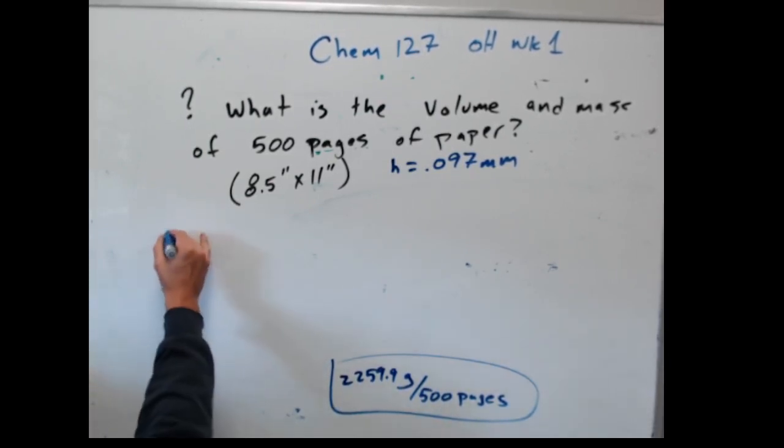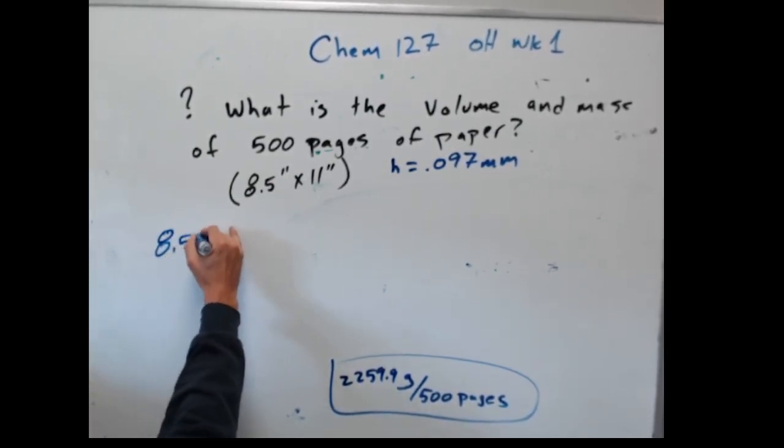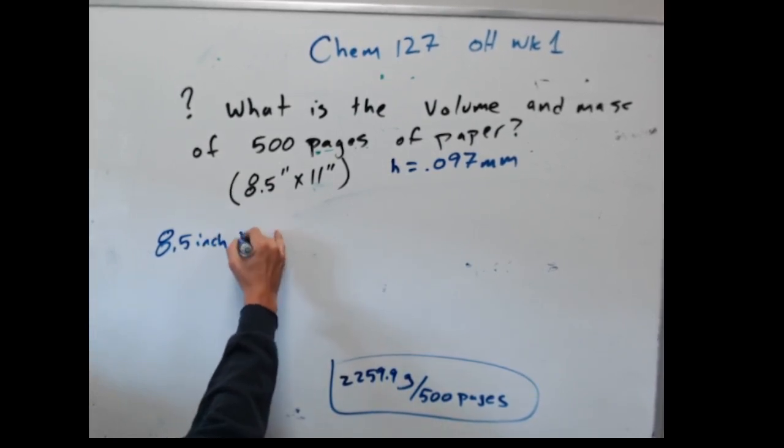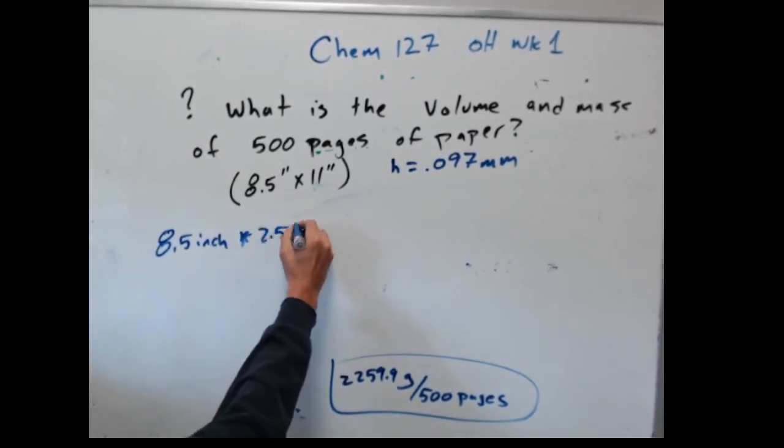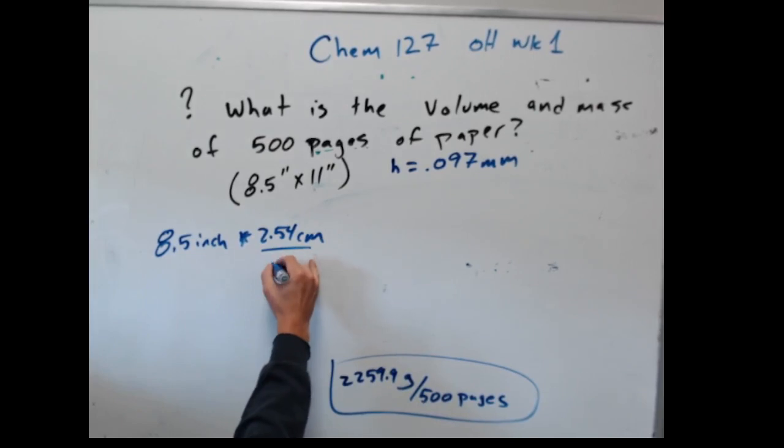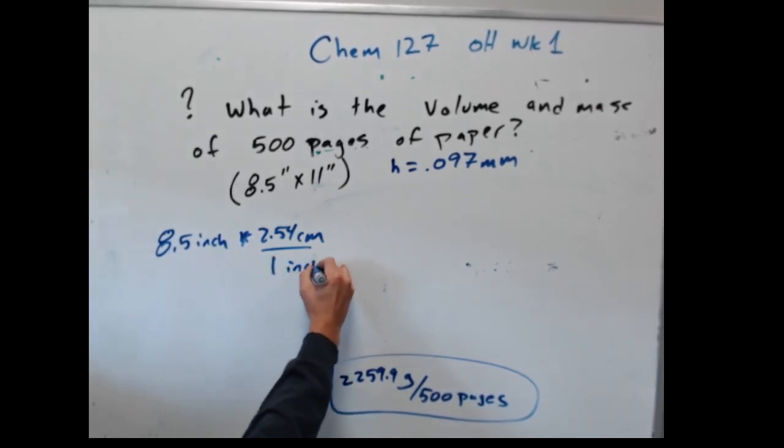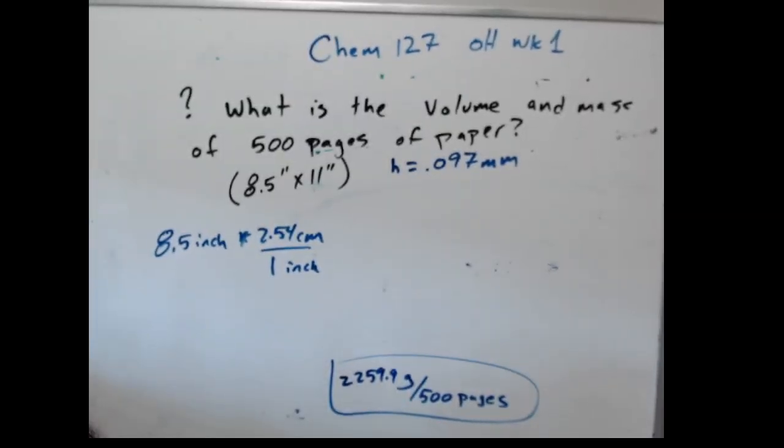So we've got to take our 8.5 inches. There's 2.54 centimeters per 1 inch. I just happen to remember that one. It comes in handy if you talk to people in other countries, knowing how many centimeters are in an inch.